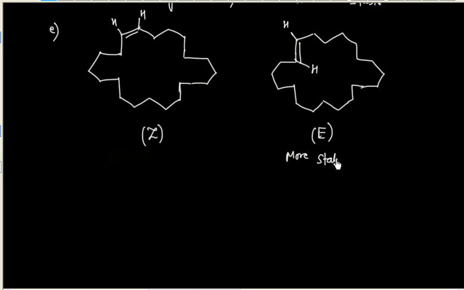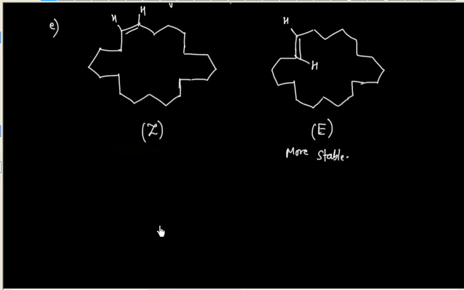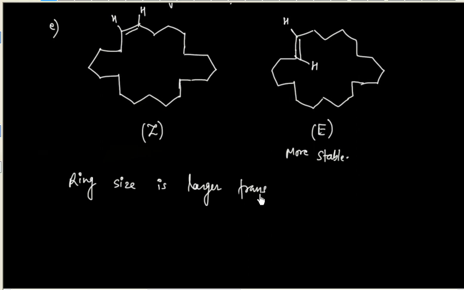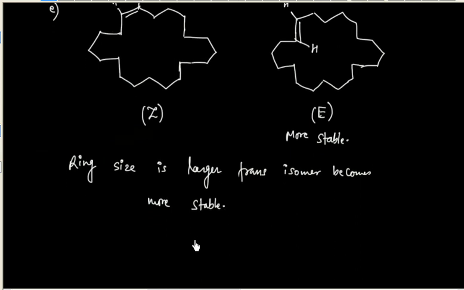This is because if the ring size is more than 10, around 10 or 11, if the ring size is bigger, the trans isomer becomes more stable. So if the ring size is larger, the trans isomer becomes more stable. You can remember these things, even though they are not asked in JEE, but you can remember. So for a smaller ring size cis is more stable, for a larger ring size trans is more stable.